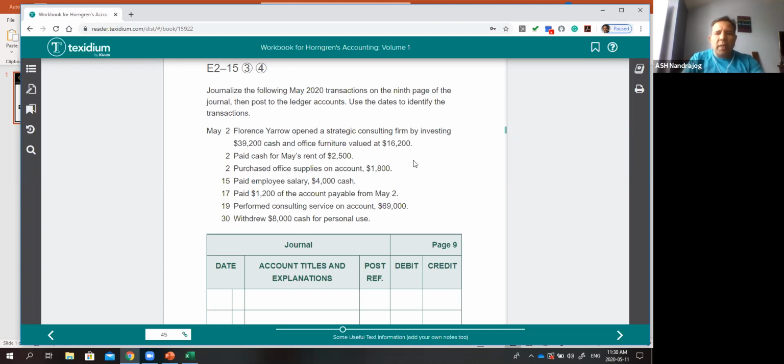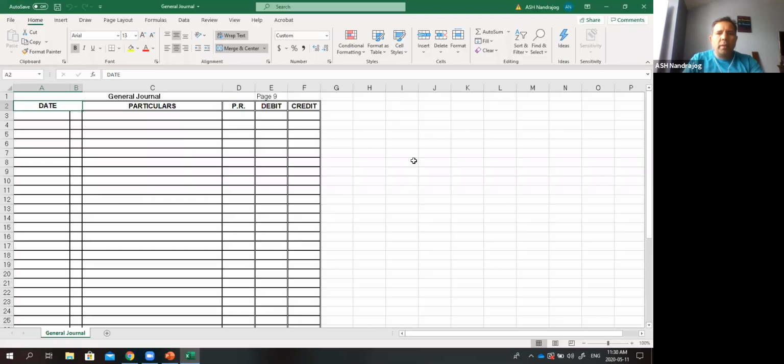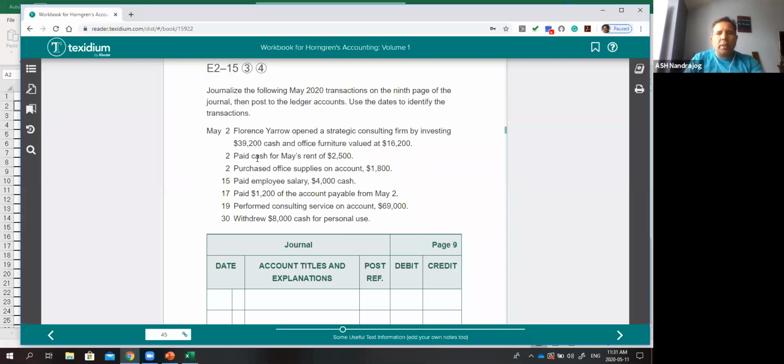I would be using an Excel sheet to write these. So let's look at a journal, how it looks. Something like that, where you have a date, then you have the particulars, meaning the account name. Then there is a post reference, which we might use for this question. And then we have debit and credit. Okay, so let's look at the first transaction.